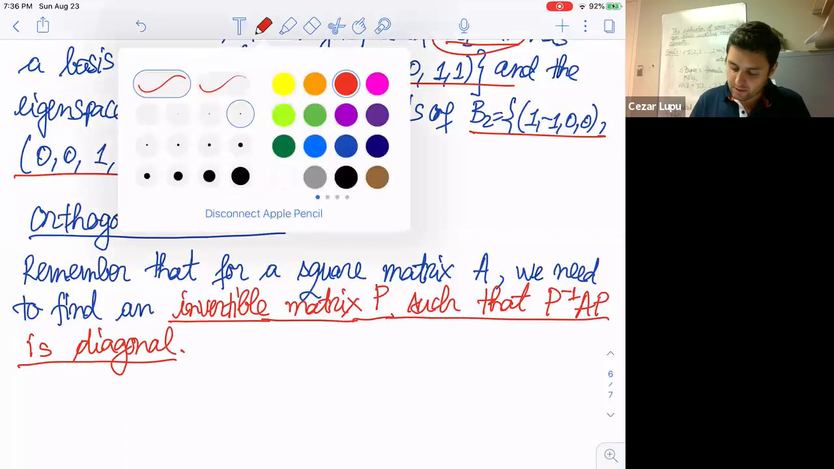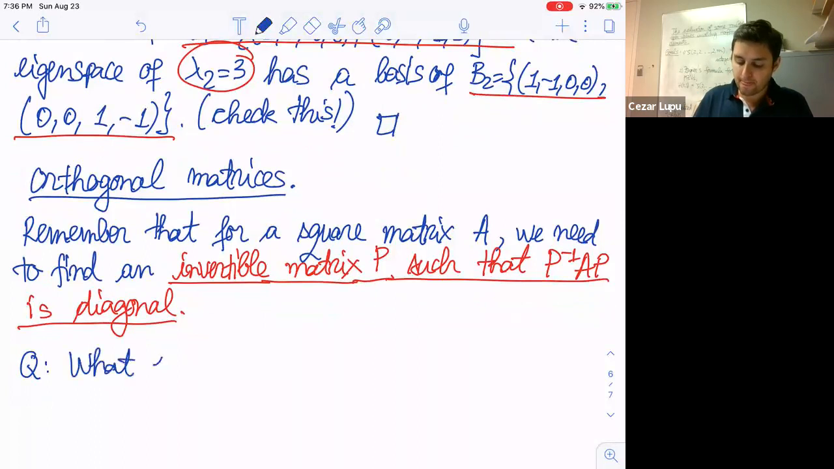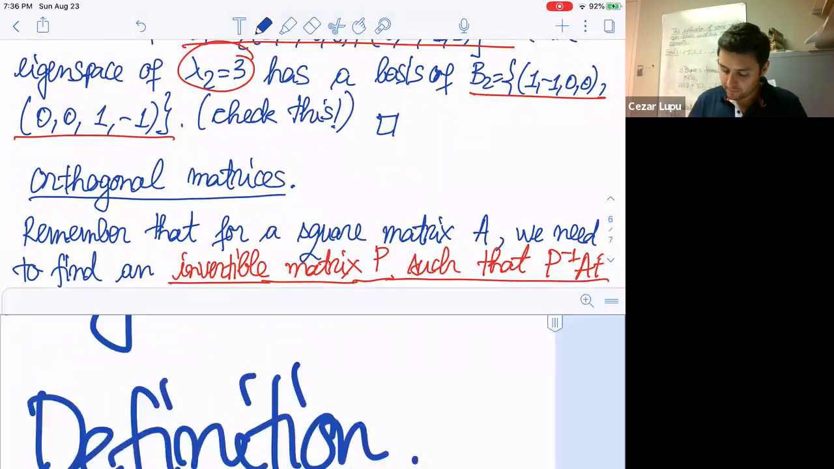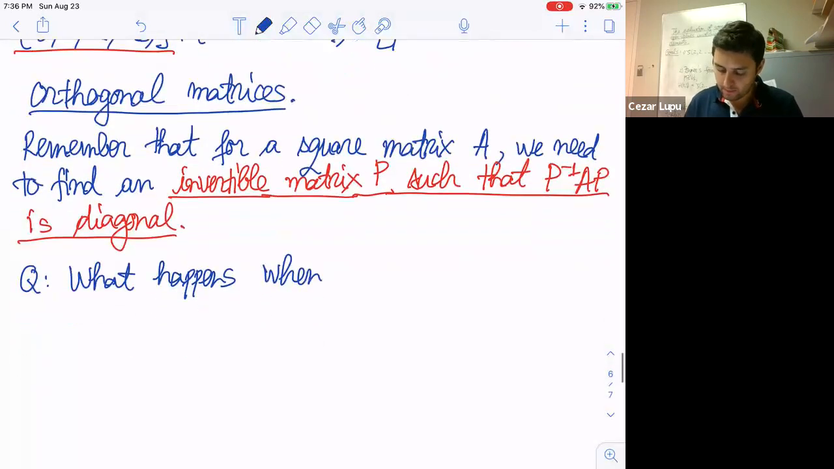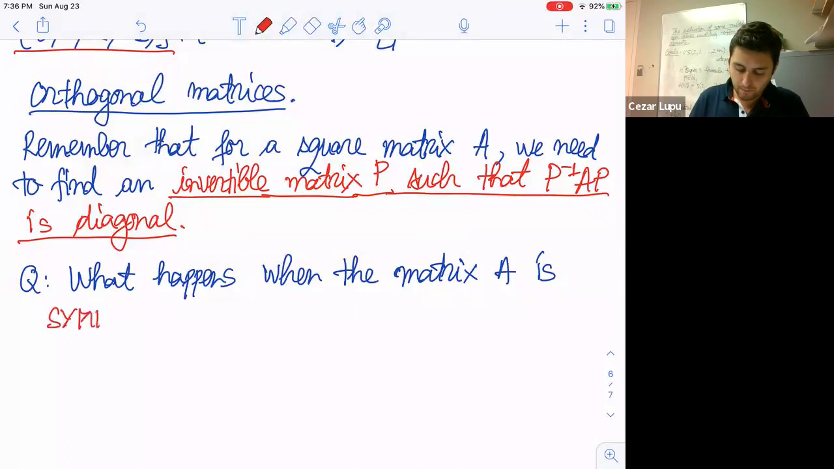Now for symmetric matrices, the big question is, what happens when the matrix A is symmetric? We'd like to see how we are going to diagonalize such a matrix. That is the big question we want to address. Well, for symmetric matrices, something happens.